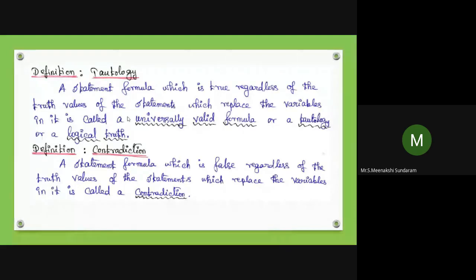Now the definition of contradiction: a statement formula which is false regardless of the truth value of the statements which replace the variables in it is called a contradiction. It is a not-equal statement, that's why you can take it as a contradiction. In the truth table, consider the last column, the output column. If all the answers in the last column are true, it is a tautology. If the last column is completely false, it is a contradiction. This you can easily identify.